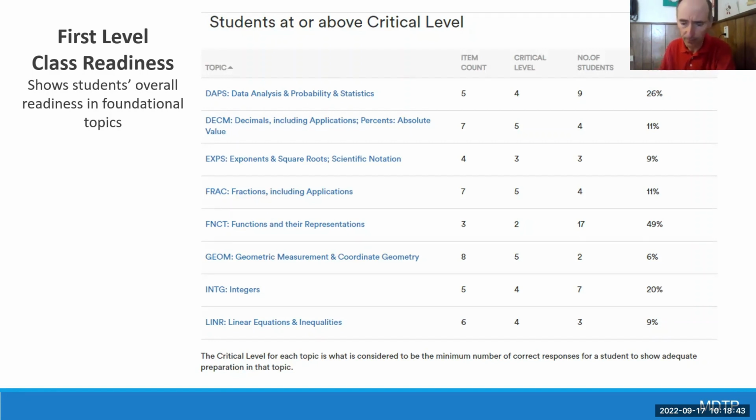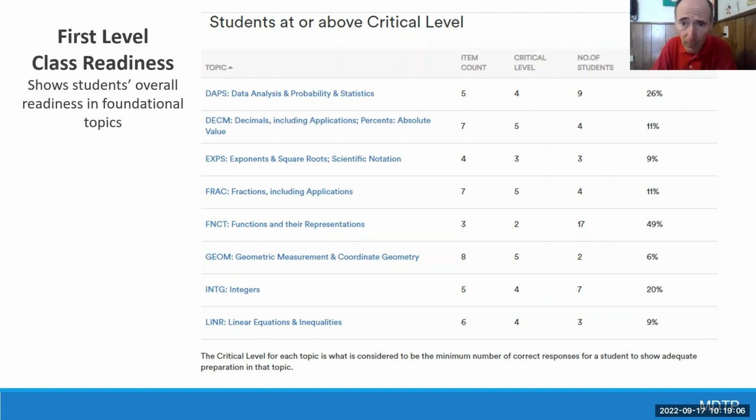This is an example for, say, an Algebra 1 and Integrated 1 readiness test. It lists the topics on the exam. So what you see on the left are all the topics on this test. These are broad, important topics that students need to really be able to master in order to be successful in Algebra 1 or Integrated Math 1, okay?